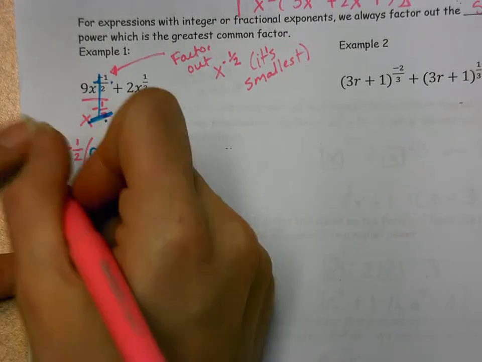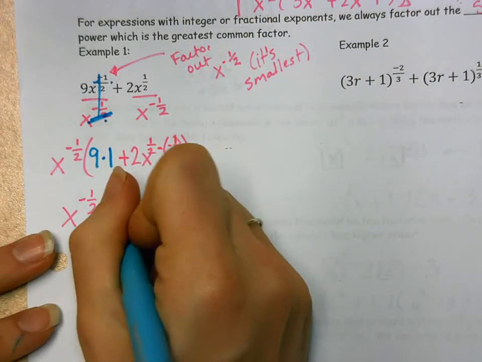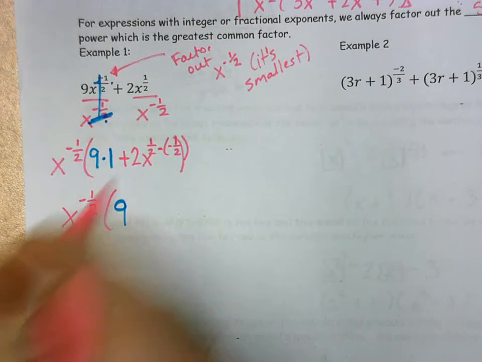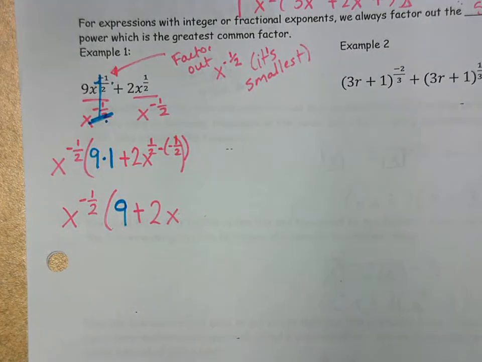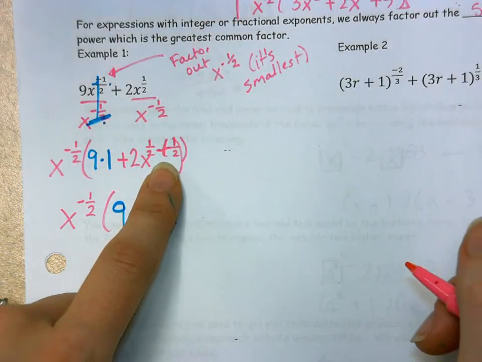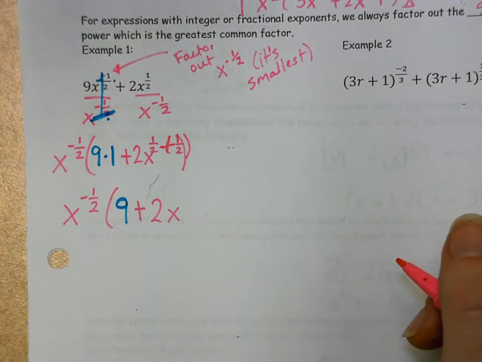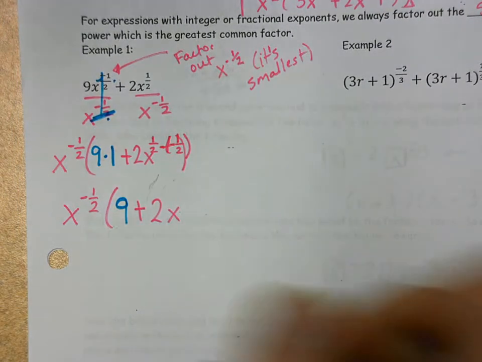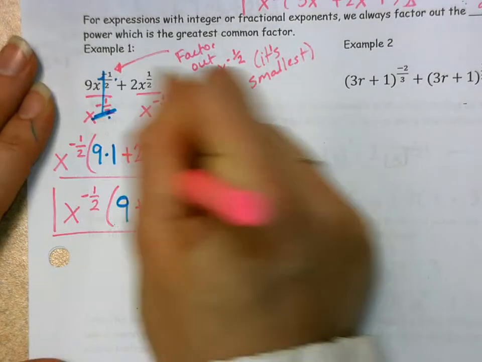So I have x to the negative 1/2 multiplied by, in parentheses, 9 plus 2x raised to the, what's 1/2 minus negative 1/2? Just 1. Because what happens when you minus a negative? It becomes a positive. What's a half plus a half? 1. Or you can think they both have a common denominator, so add the numerators. It becomes 2/2, which is just 1. So now this is factored down, and we can go ahead and box it.